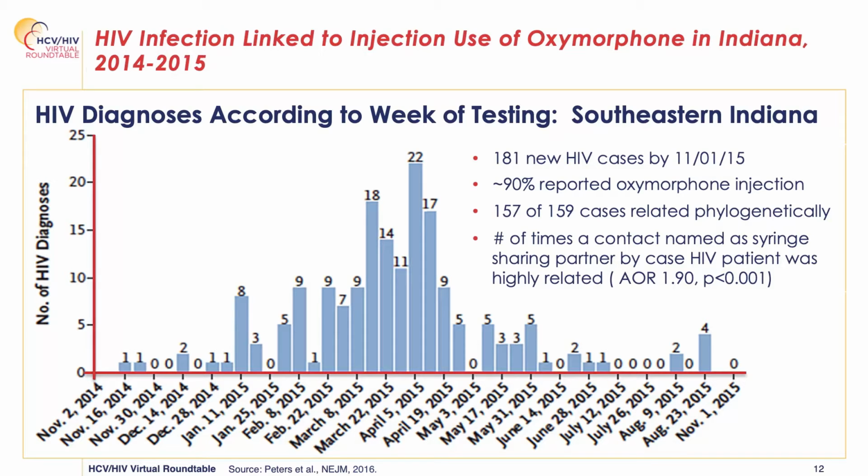And this was in a state that roughly had around 10 to 14 cases of HIV per year, but by mid-April had roughly 130 cases, and then by November, over 181 new cases of HIV. And this paper demonstrated that they were able to match and follow where these patients acquired HIV, and it was directly related in the majority of them to injecting and sharing injection drug use materials of this prescription opiate, oxymorphone.